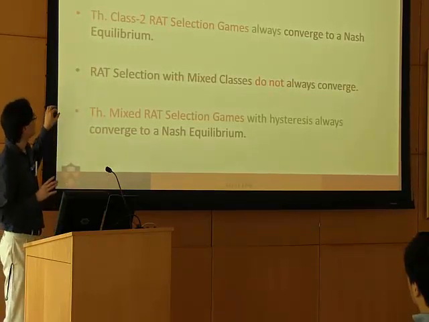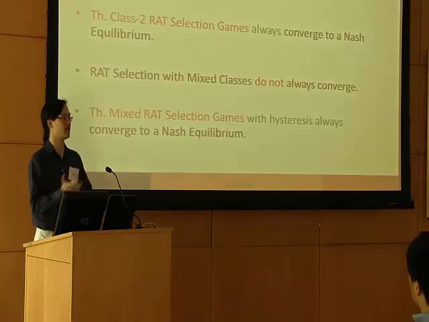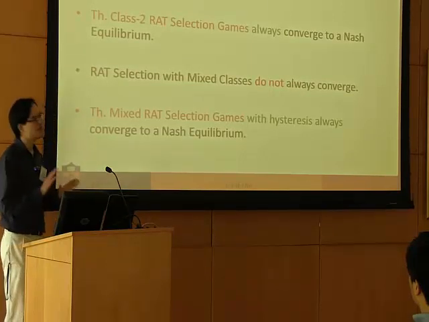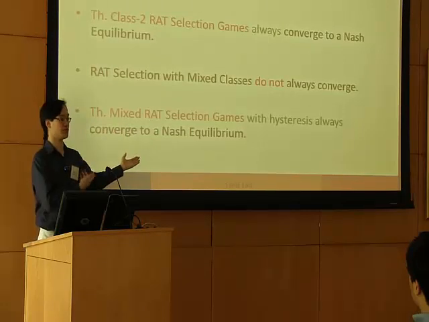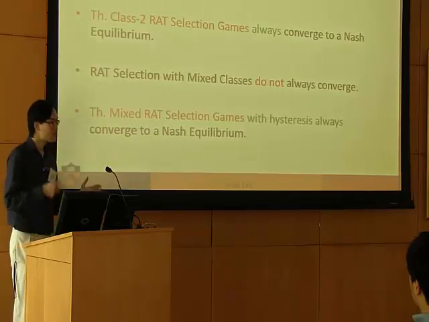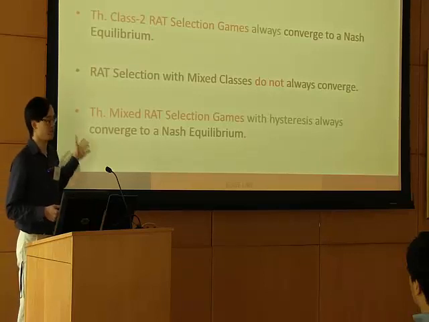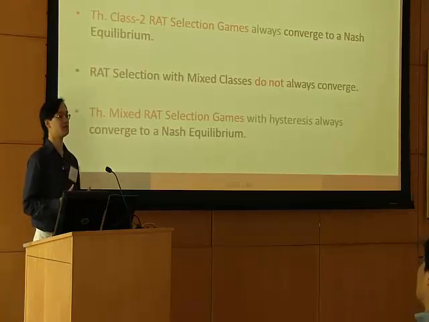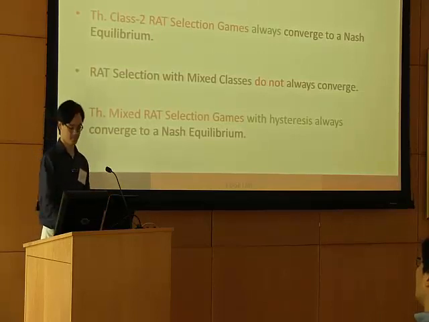However, if we look at the case where we have mixed classes, for example, users can connect to class 1 and class 2, such as connecting to Wi-Fi and 3G at the same time, these do not always converge. However, using the hysteresis parameter that we introduced on the previous slide, to prevent oscillation, we can show that this does converge to a Nash equilibrium. Again, these are really important theorems because they tell us that we can actually use fully distributed algorithms in place of a centralized control scheme.